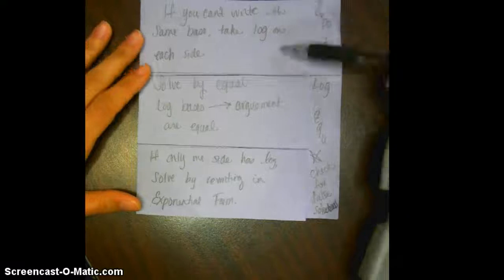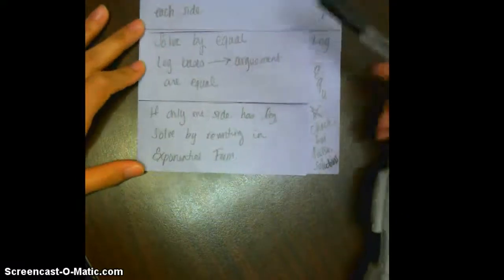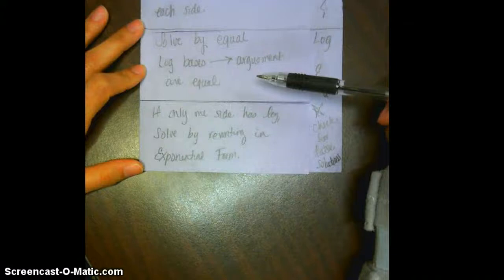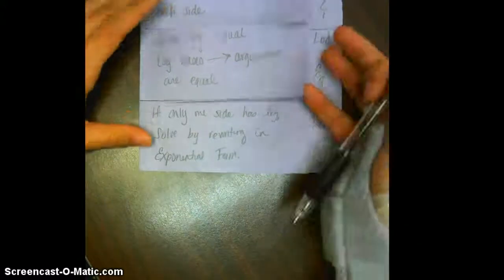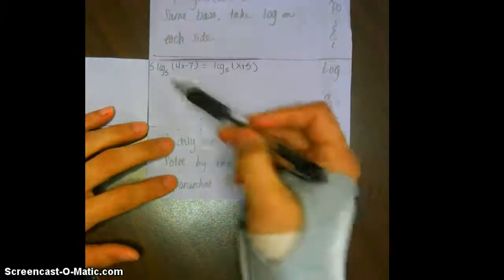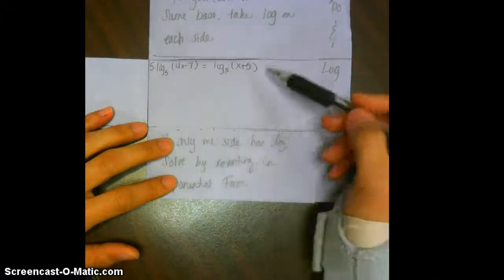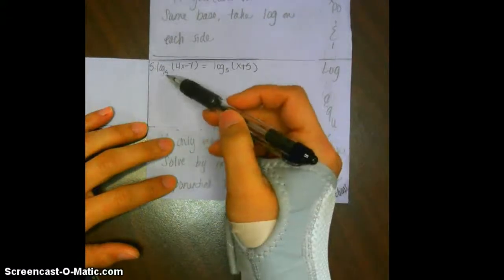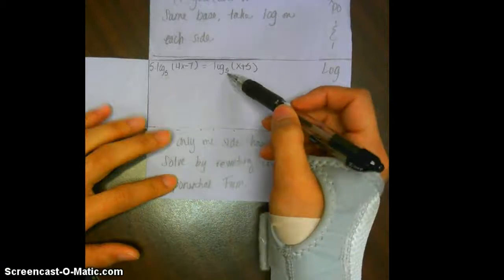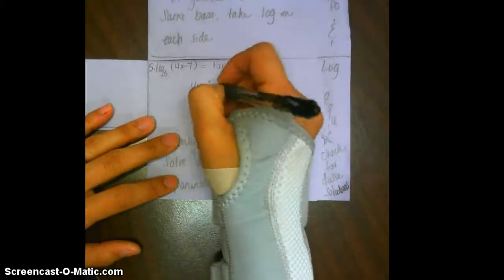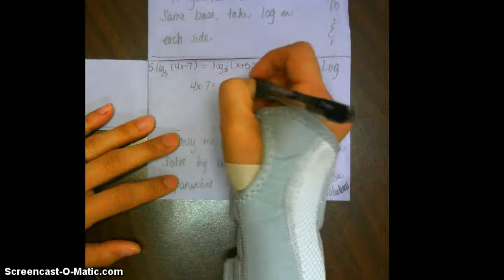If you're not in exponential form and you're in log form, I'm going to first see if we can have our log bases be equal to each other, because if they are, then our arguments are equal to each other. So an example looks like this, where I have log base 5 of 4x minus 7 equals log base 5 of x plus 5. So since my log bases are the same, that means my arguments are equal to each other. And you can solve for x.